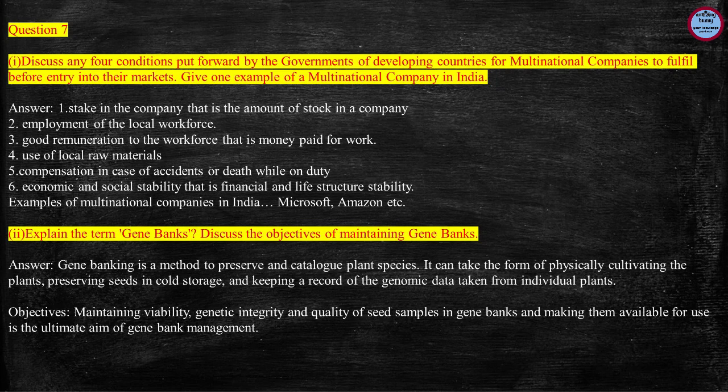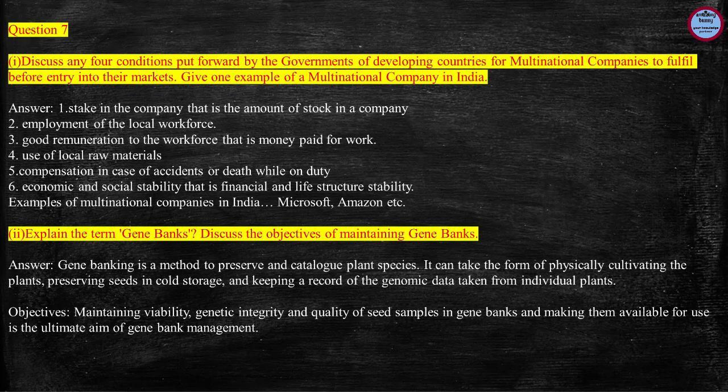And for examples of multinational companies in India, there are a lot of multinational companies in India, but a few examples are Microsoft, Amazon, etc. Next question, explain the term gene banks. Discuss the objectives of maintaining gene banks. Now, a gene bank is a method to preserve and catalog plant species.